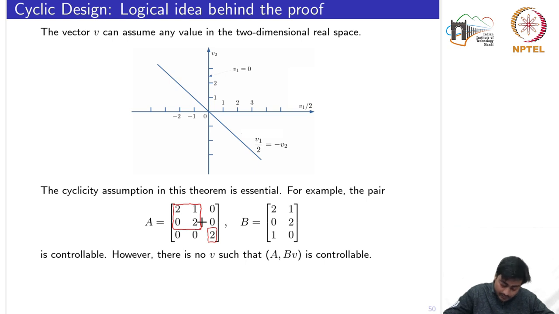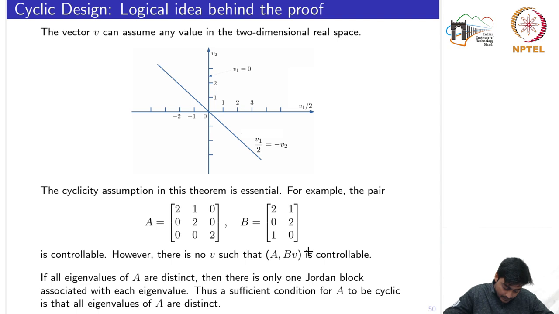So for any V, there is no V such that you can make A comma B times V controllable. So we need the controllability of this pair to carry forward our design of the gain matrix K. If all the eigenvalues of A are distinct, then it is already ensured that there would be only one Jordan block associated to every eigenvalue. So thus a sufficient condition for A to be cyclic is that all eigenvalues of A are distinct, right?